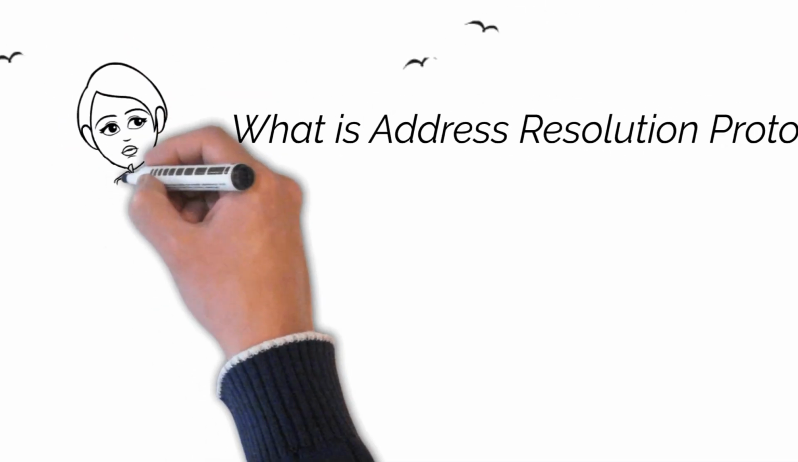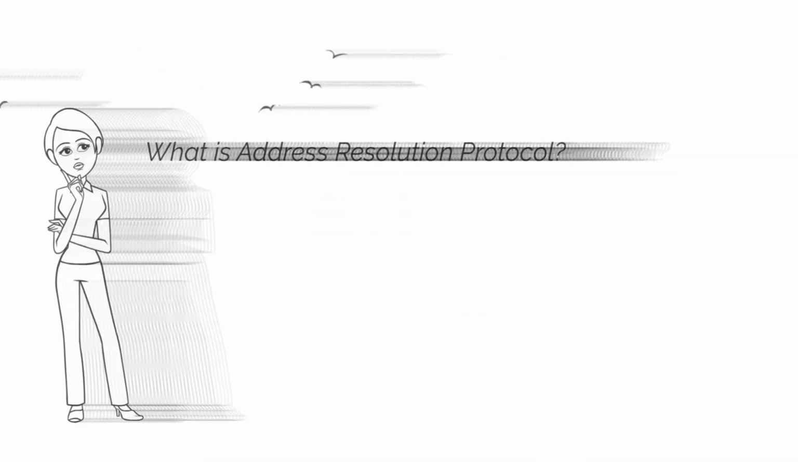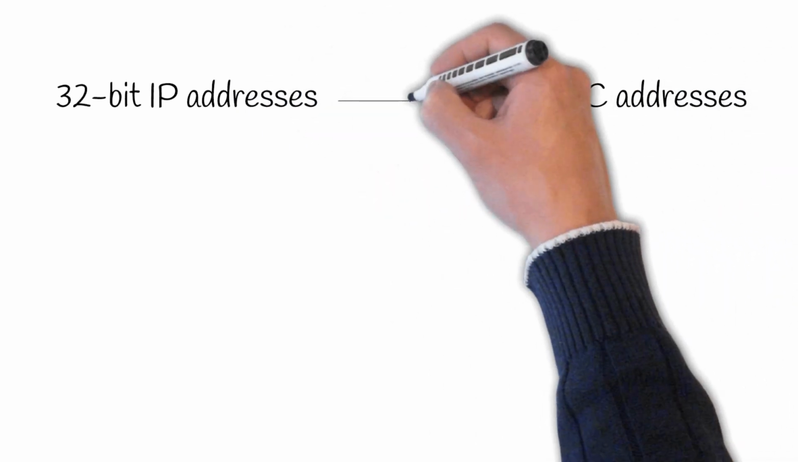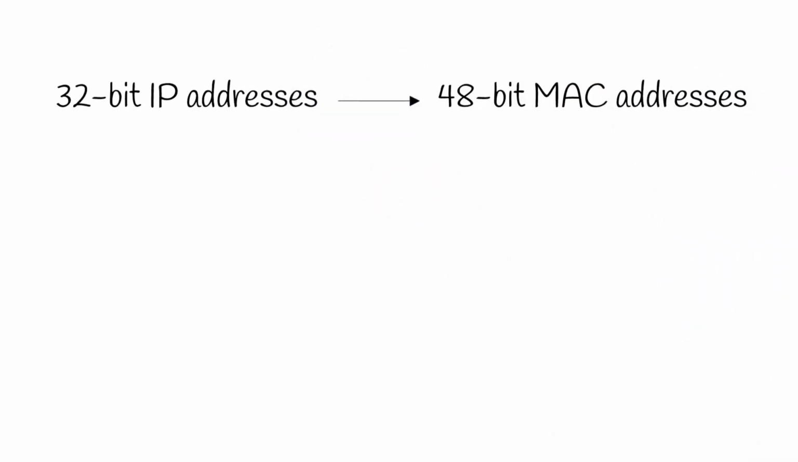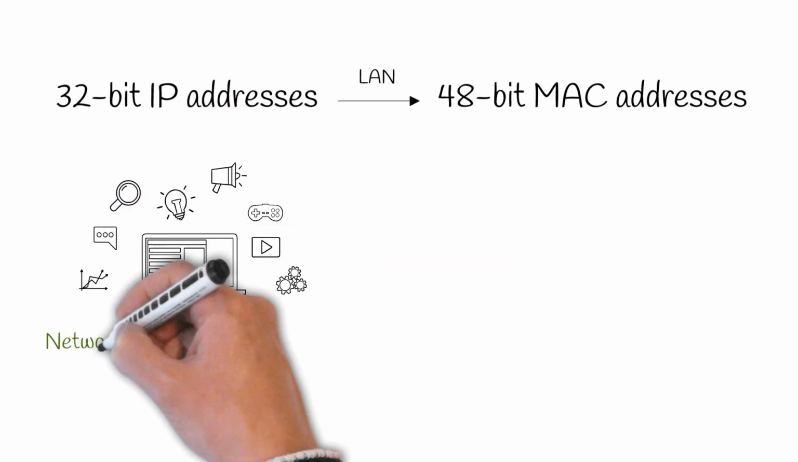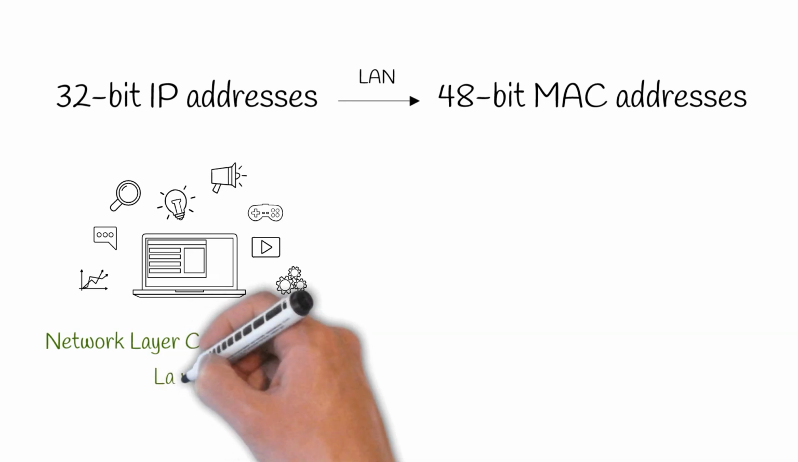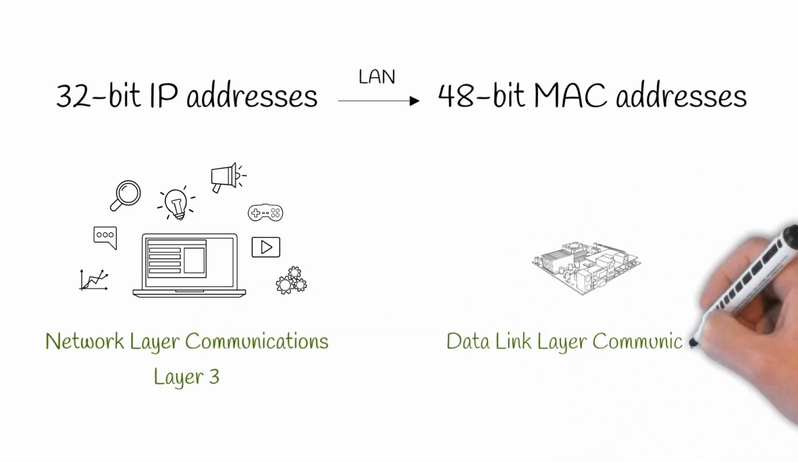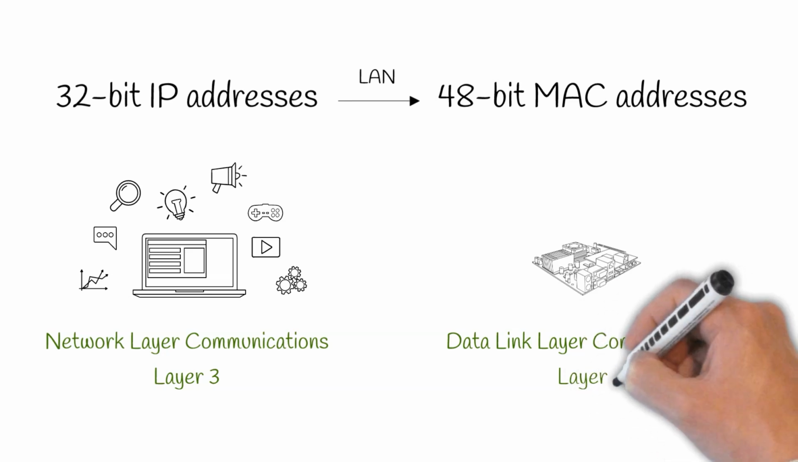What is address resolution protocol? Address resolution protocol is a network protocol used to map 32-bit IP addresses into 48-bit MAC addresses in a local area network. This is essential because while IP addresses are used for identifying devices on a network at the internet layer, MAC addresses are required for actual data link layer communication within the local network.